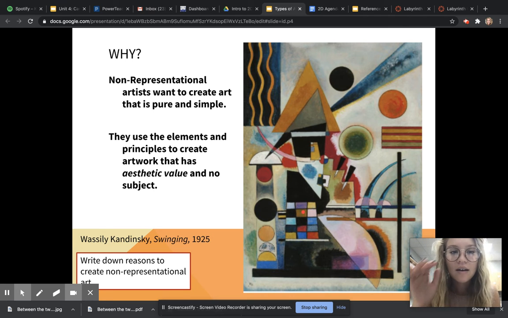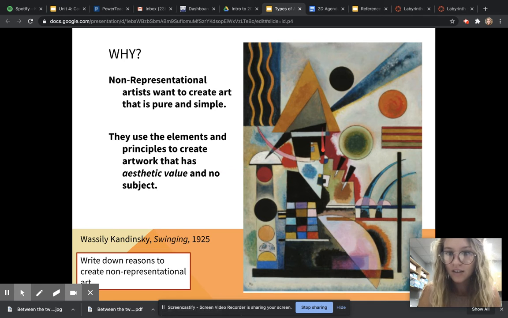People do this, or artists do this, I guess I should say, because they want to create art that is pure and simple. Sometimes simplified art can be nicer visually, and you're not trying to focus on anything emotional necessarily. It's more just for that aesthetic value. So aesthetic value is really just what you like and why. So arranging things that feel like they look good together because it's aesthetically pleasing.